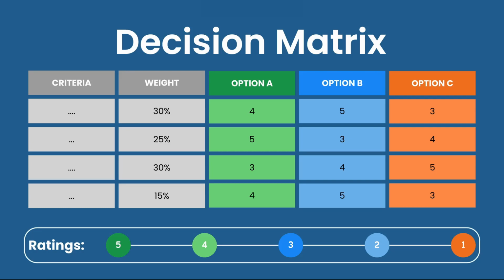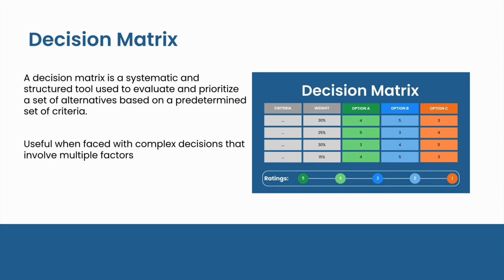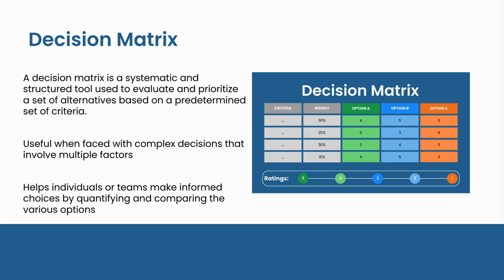So let's take a look at what a decision matrix is. A decision matrix is a systematic and structured tool used to evaluate and prioritize a set of alternatives based on a predetermined set of criteria. It's particularly useful when faced with complex decisions that involve multiple factors, and it helps individuals or teams to make informed choices by quantifying and comparing the various options.